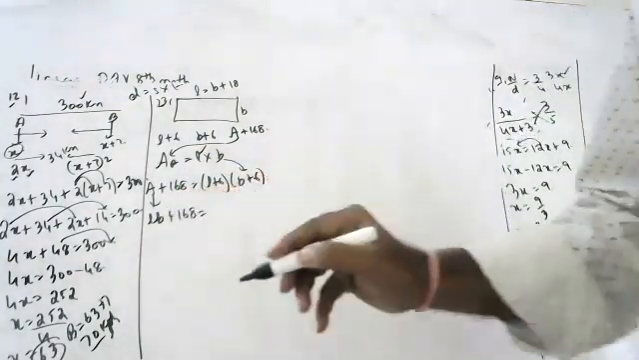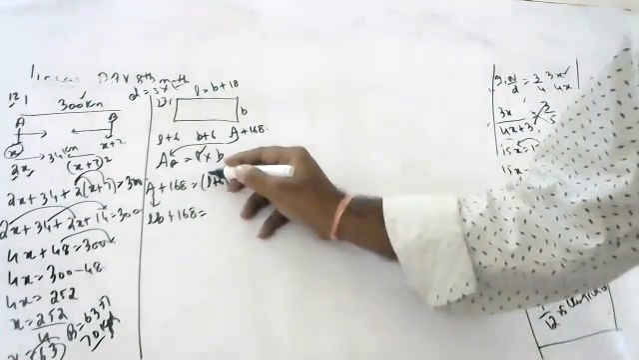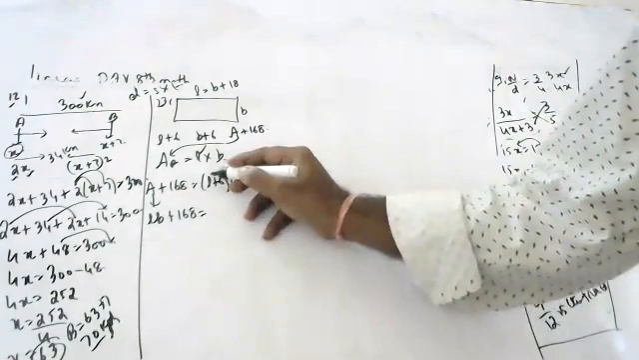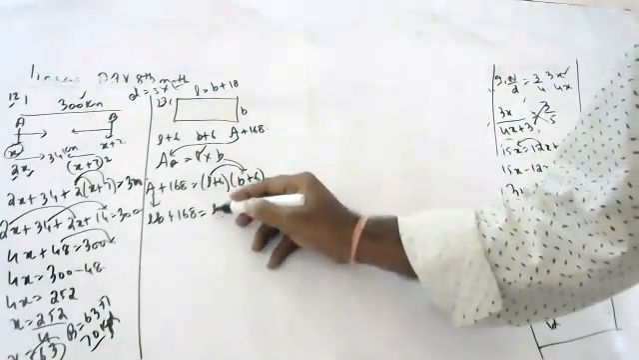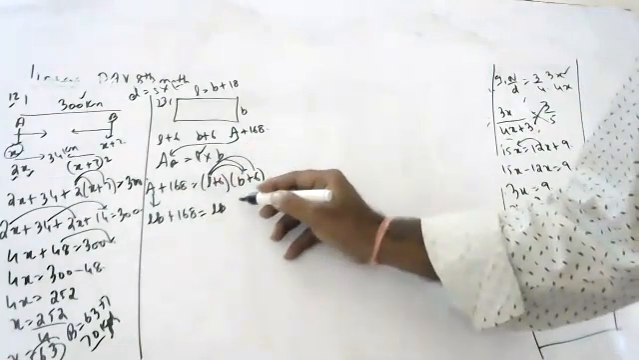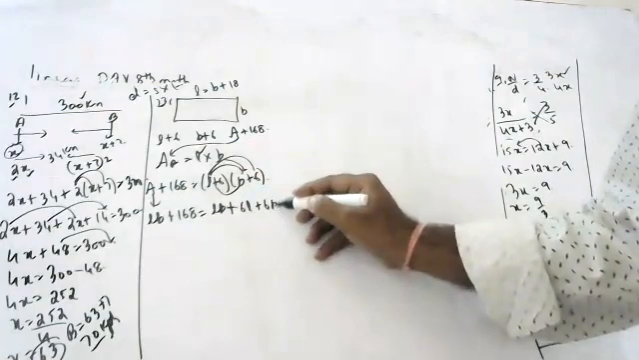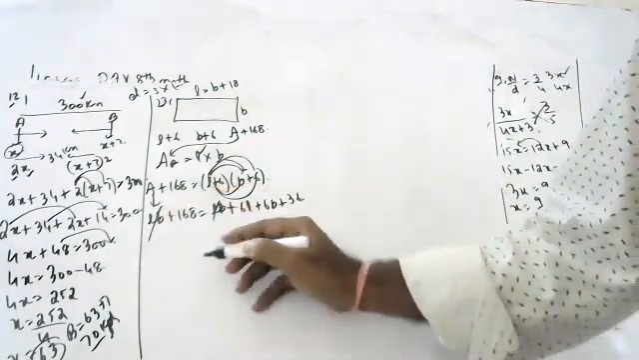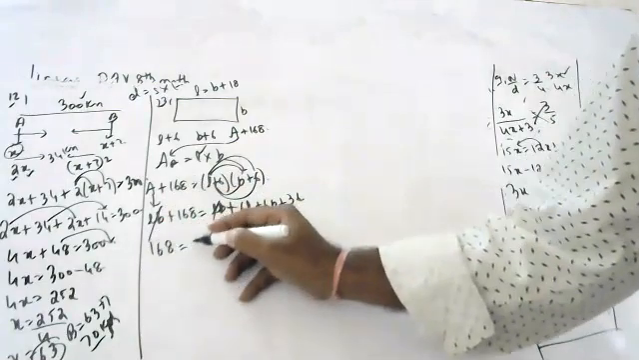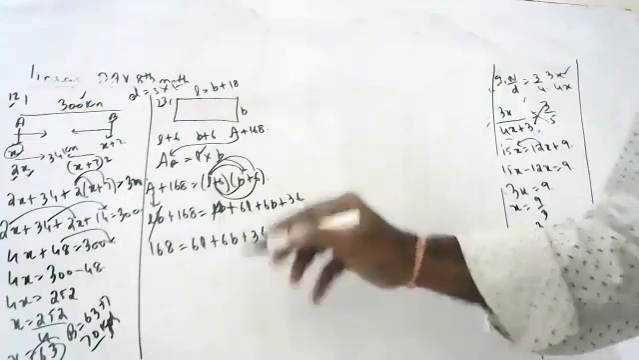Length into breadth. L into B is how much? LB. L into 6 is 6L. 6 into B, 6B. 6 into 6, 36. LB cancels. Tell me, 168 is equal to LB plus 6L plus 6B plus 36.